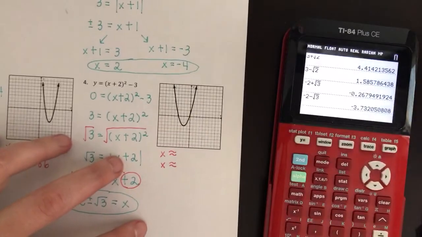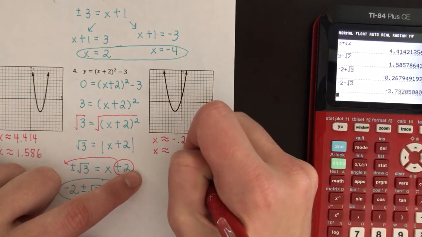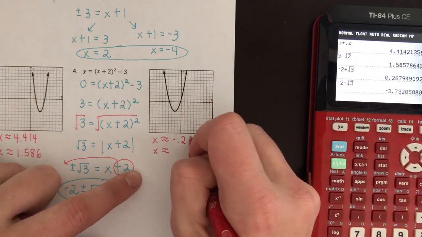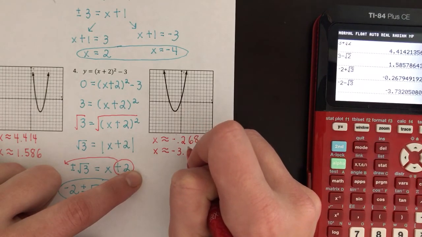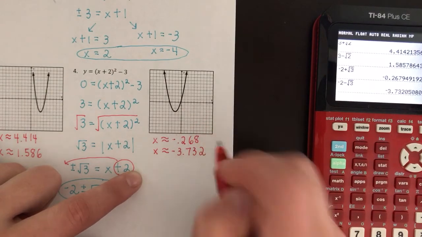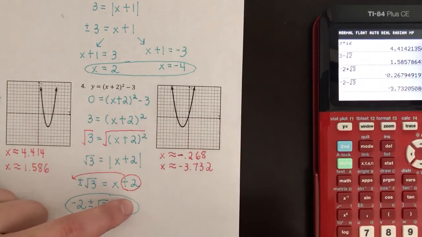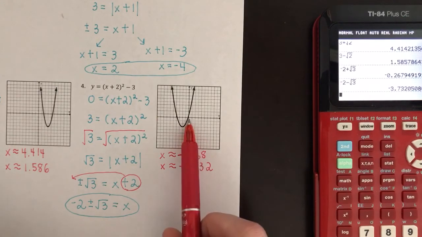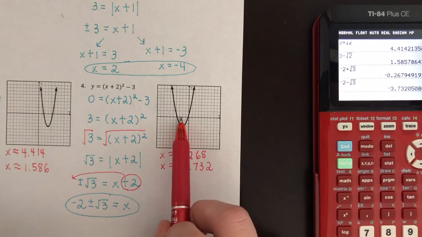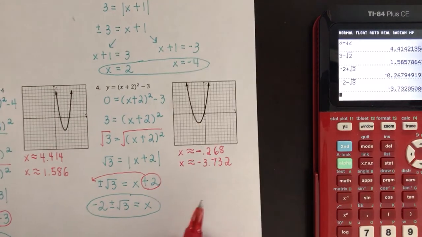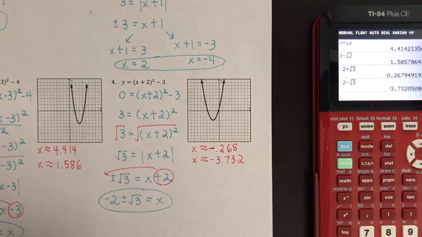So I've got approximately negative 0.268 if I'm rounding, and then negative 3.732. Okay, so does that make sense? That's a negative, it didn't show up very well. Negative 0.268, yeah, right there. And then negative 3.732, yep, because it's real close to negative 4. So again, once you graph the graph, check your decimal approximations.